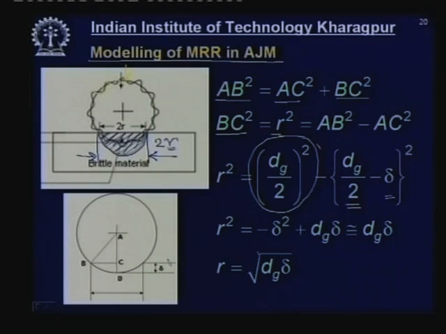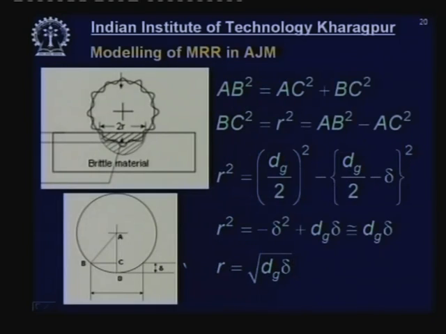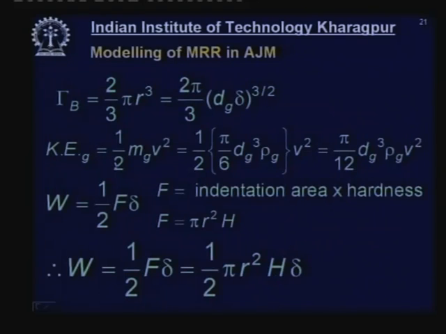So, assuming this delta to be very, very less, I can get an expression of the radius of my indentation, which is root over grain diameter or grit diameter into indentation. This particular relation would be very useful in finding out the material removal rate. Once I have this r, I can also find out how much is the amount of material removal in a single impact. How much is my material removal? Single impact material removal is this hemisphere. So, what is the volume of my hemisphere?